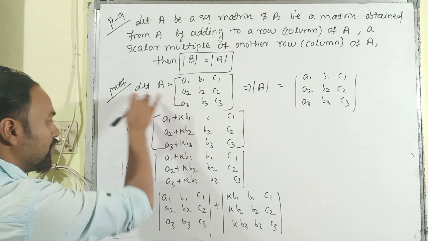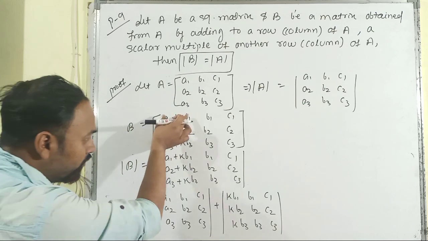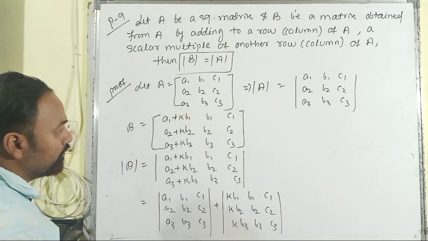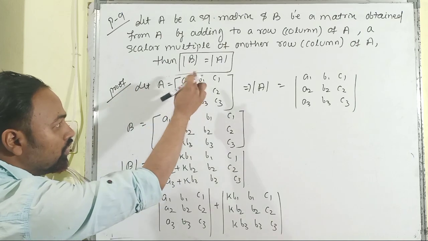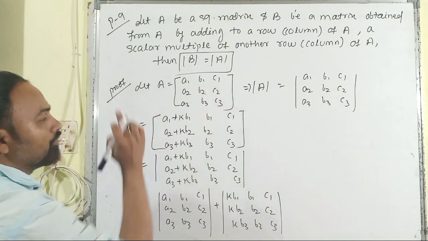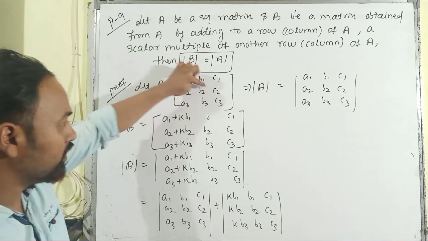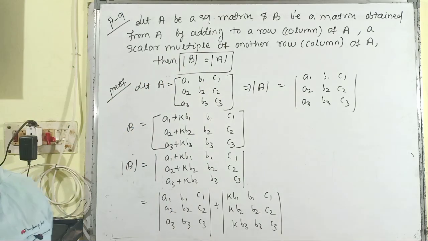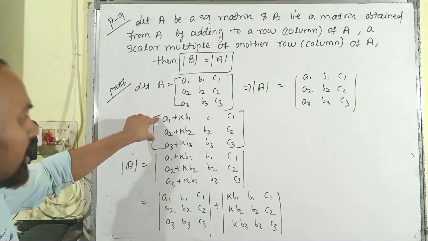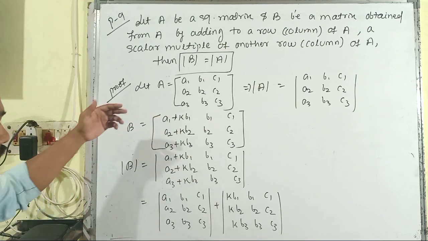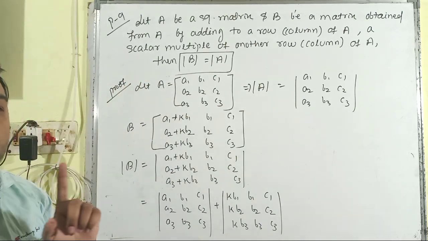The difference between the two matrices is that in the newly formed matrix, one of the columns is the sum of the first column of the given matrix with the scalar multiple of another column. That means it is a1 plus k b1, a2 plus k b2, a3 plus k b3. If it can be expressed in this manner, then you can be sure that the values of both determinants are the same.